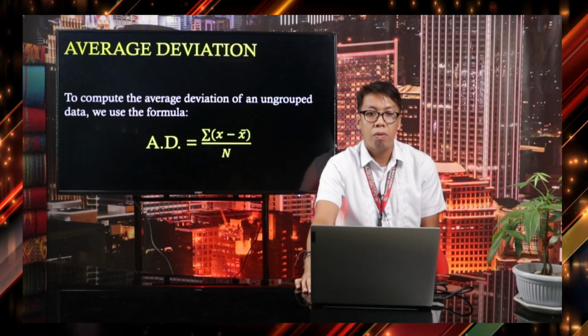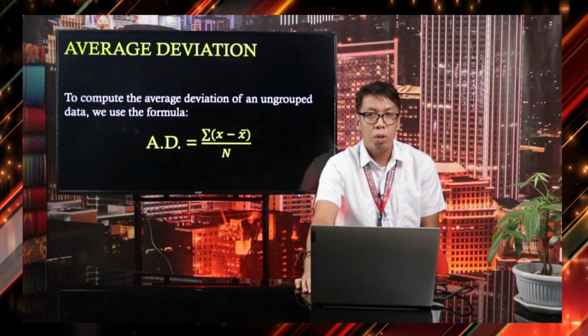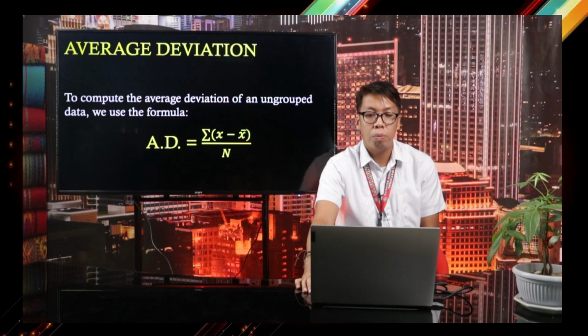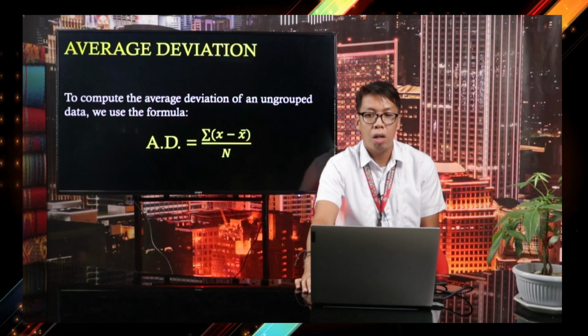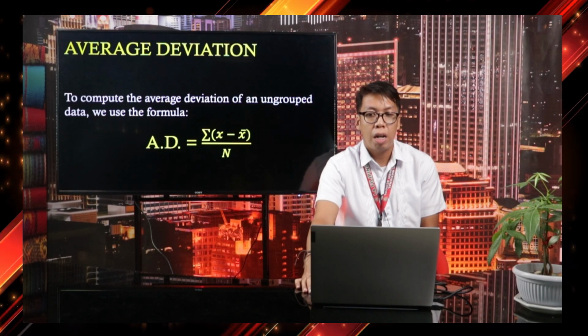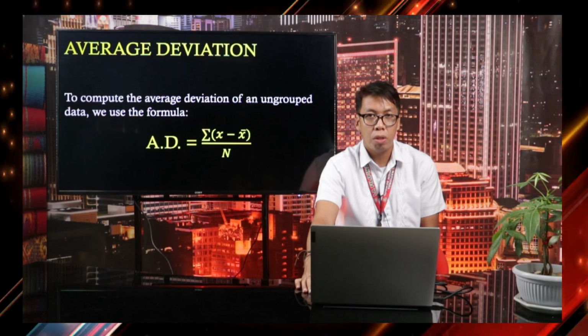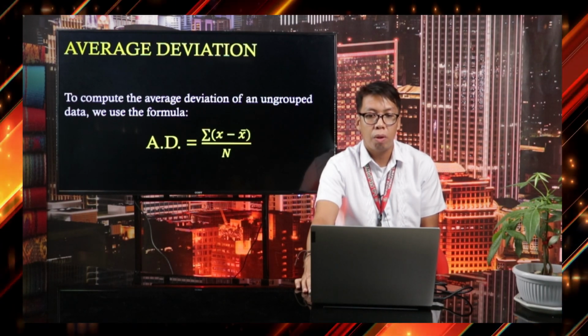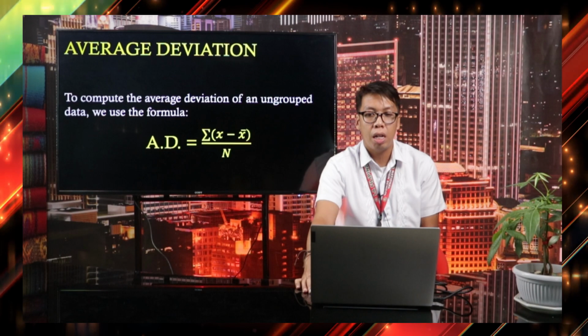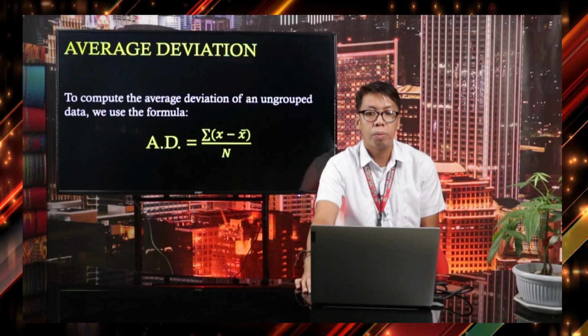For the average deviation, to compute the average deviation of an ungrouped data, we use the formula AD, or average deviation, is equal to the summation of the absolute value of the deviation from the mean, all over n, or the number of scores.